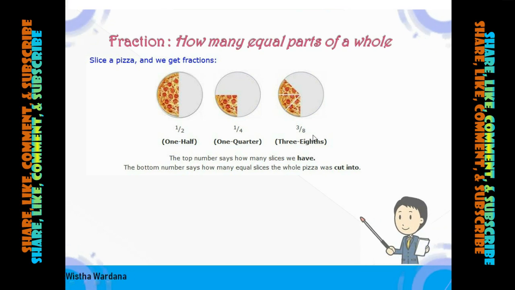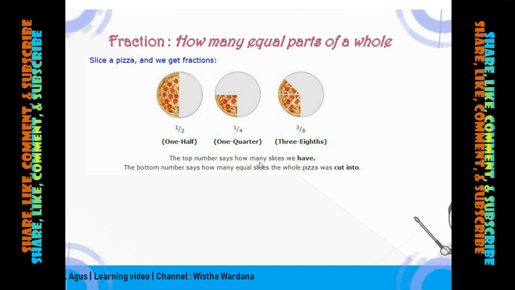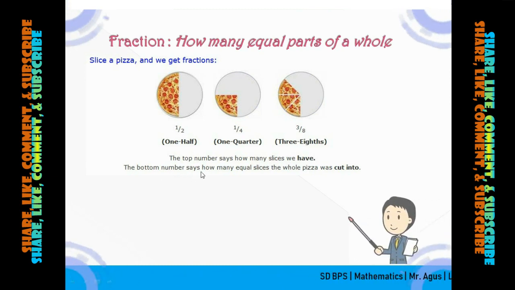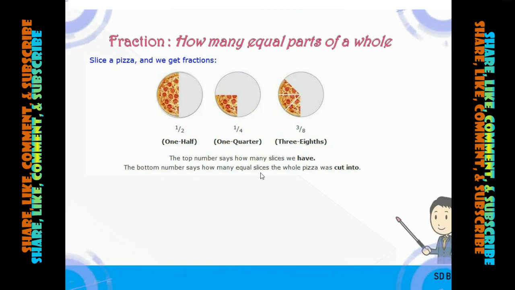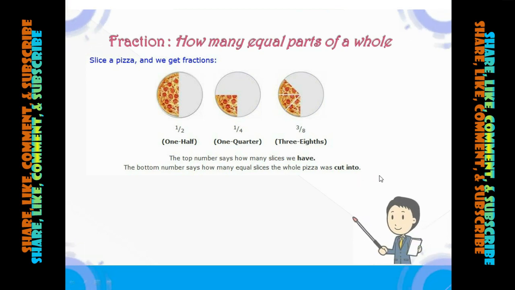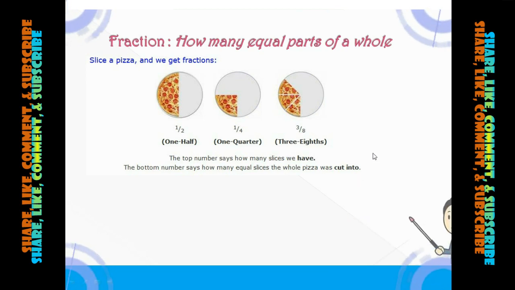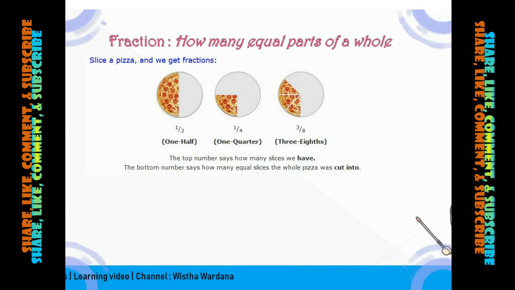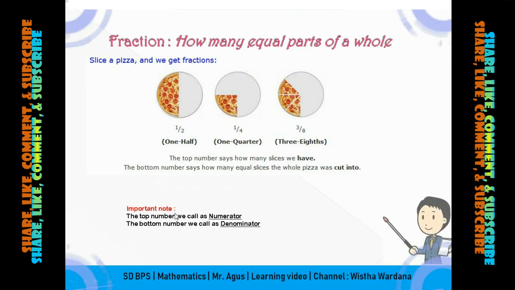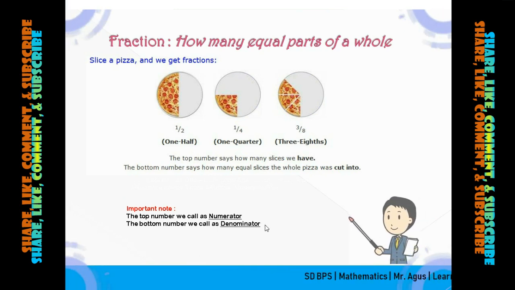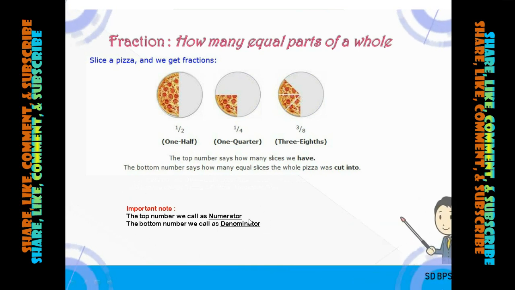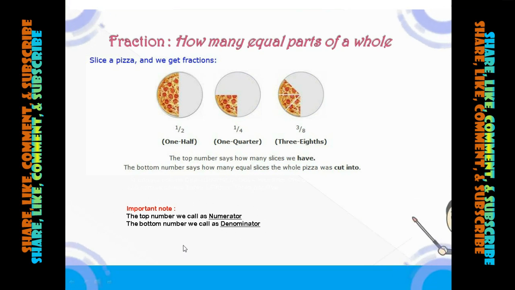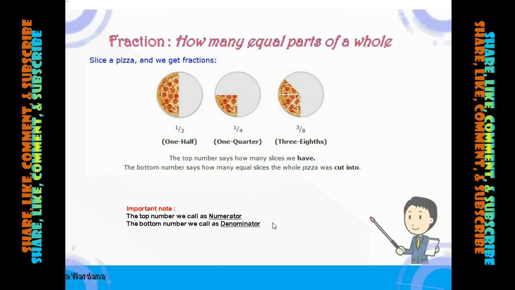The top number says how many slices we have. And the bottom number says how many equal slices the whole pizza was cut into. I think it's clear. And then, an important note: the top number we call the numerator, and the bottom number we call the denominator. This is a reminder again.